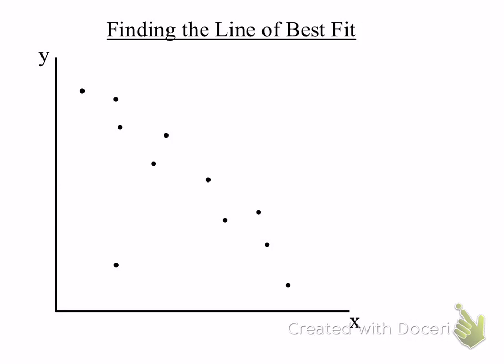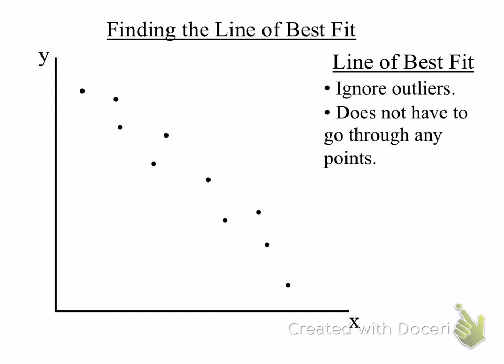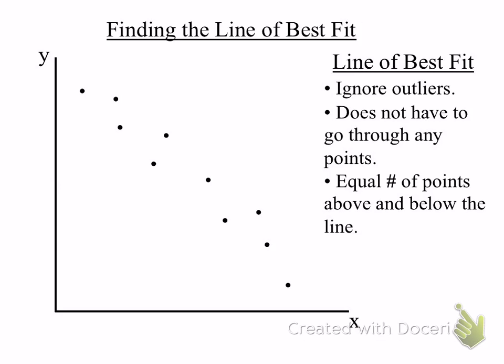Okay, so some things to remember. Please jot these down. When you're looking for your line of best fit, don't mess with the outliers. Our outliers are going to be ignored. The line does not have to go through any 2 points. We want to make a line that goes through the middle of the data. You want an equal number of points.